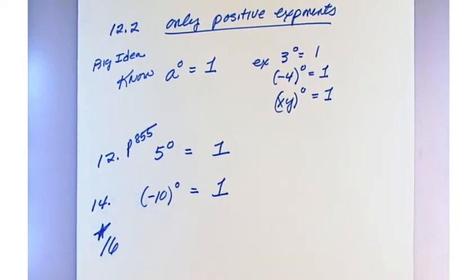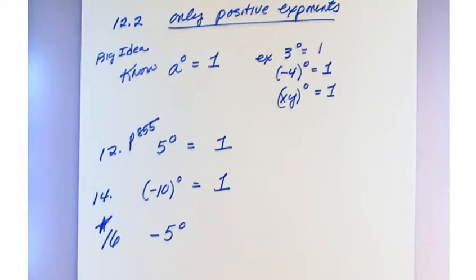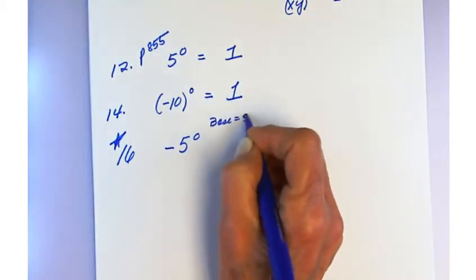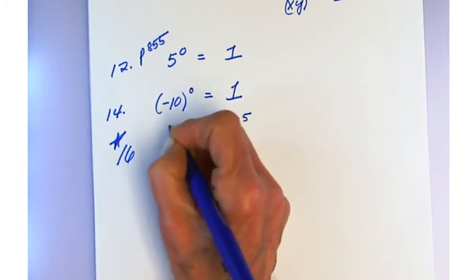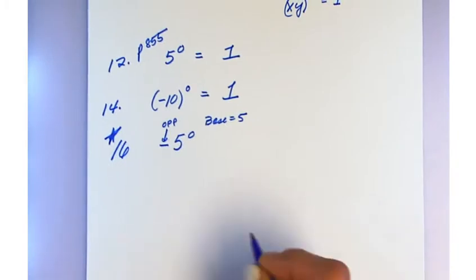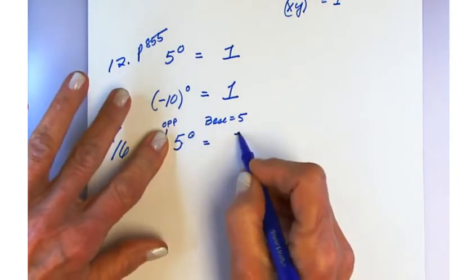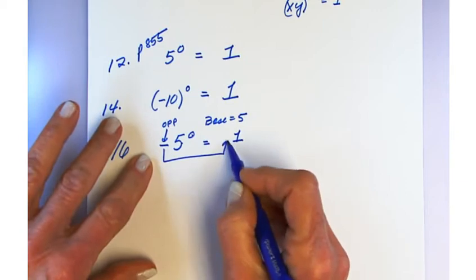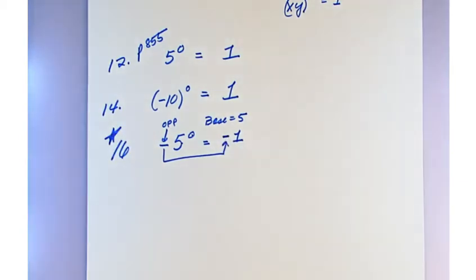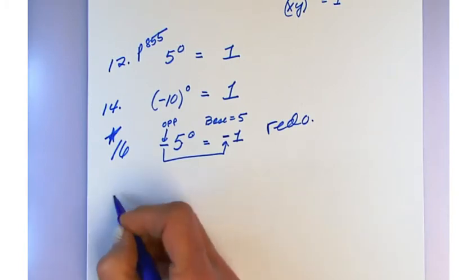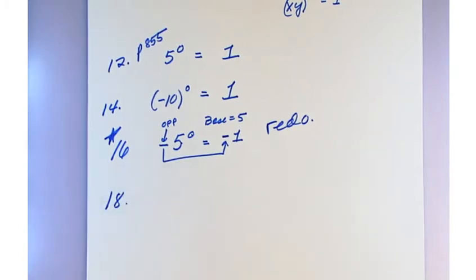Okay, look at 16. I have a star on it. 16 is minus 5 to the 0. We talked about this. The base is 5. There's no parenthesis, so this is the opposite. So step 1, I'm covering up the minus sign. 5 to the 0 is 1. And then I bring over the minus sign, and I get negative 1 there. Big idea. You need to redo that so that you understand all the differences with parentheses and minus signs.